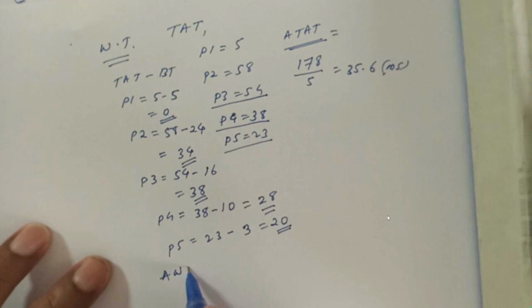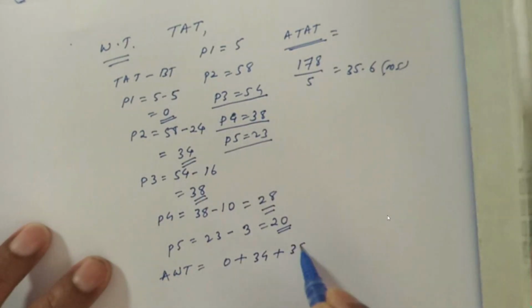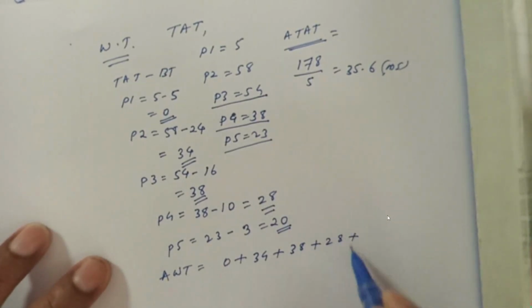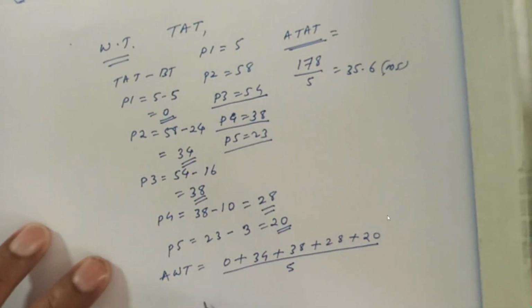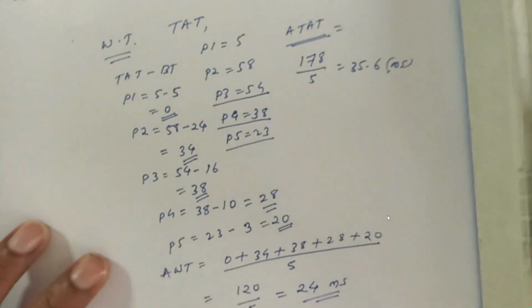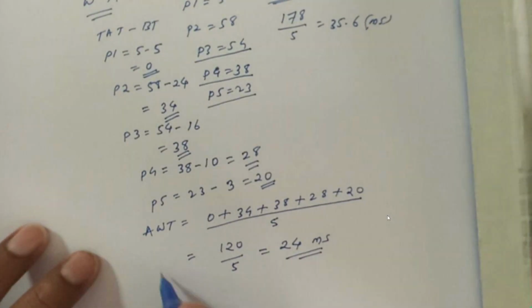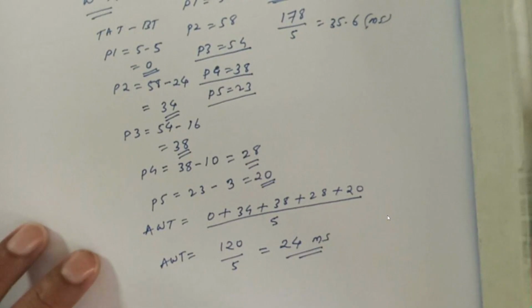So average waiting time is equal to 0 plus 34 plus 38 plus 28 plus 20 divided by the total number of processes, that is 5. It comes around 120 divided by 5. The answer is 24 ms or units. This is nothing but average waiting time for the given set of processes along with the burst time for the scheduling algorithm, that is round robin.